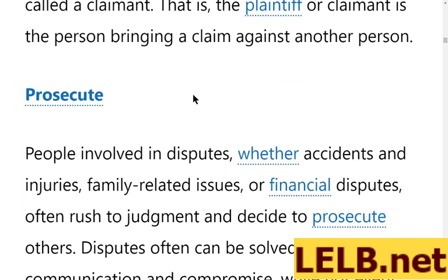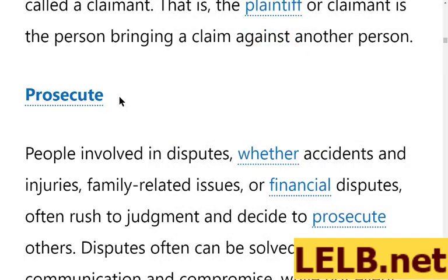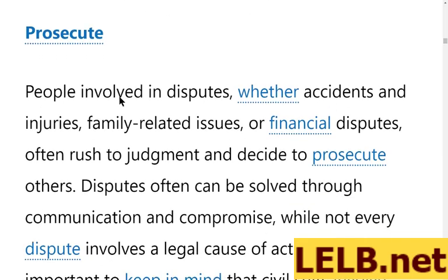And the last word is prosecute. It means to officially accuse someone of a crime. Litigate, sue, put on trial, indict. Do not mistake it for persecute, which is very close to that in spelling, but quite different in meaning. Persecute means to bother and annoy.